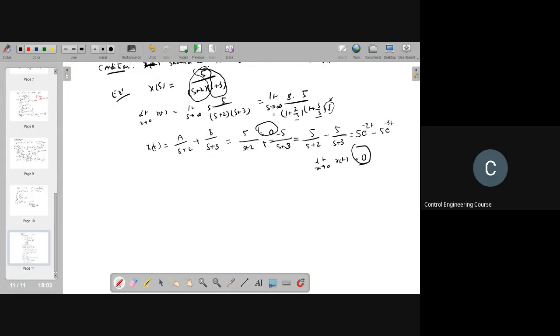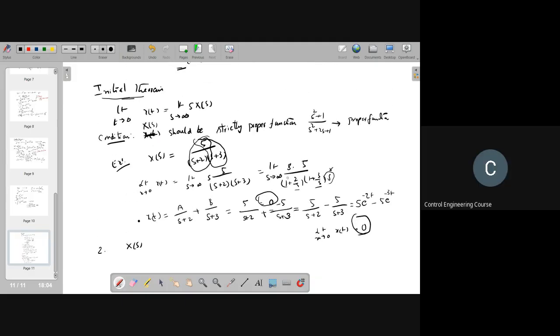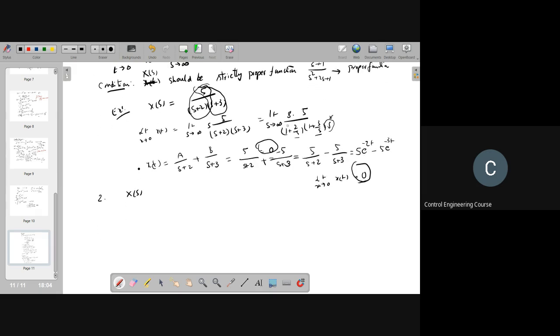Let us take another function which is not a proper function. Ma'am, can you explain what a proper function means once again? A proper function means the highest power of the numerator should be less than the degree of the denominator. Okay, ma'am, got it.